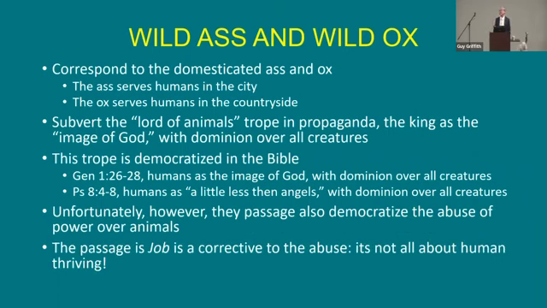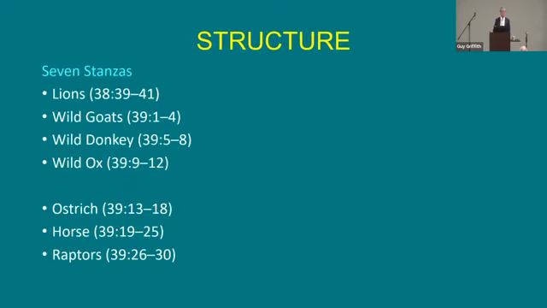And so this passage in Job is corrective to the abuse. It makes the point it's not all about human beings. You are not all that exalted. So we have 7 stanzas. The first 4 go together, and the next 3. So the odd one out is the ostrich, the odd creature at the center of the 7.